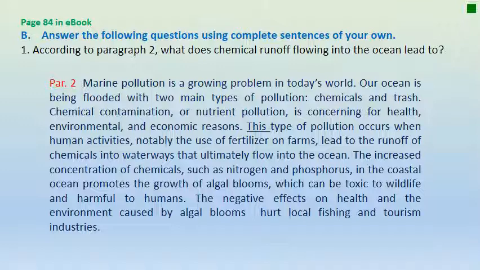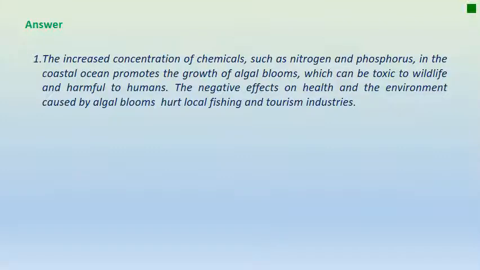Now, the increased concentration of chemicals such as nitrogen and phosphorus in the coastal ocean promotes from here the growth of algal blooms, which can be toxic to wildlife and harmful to humans. Okay, the negative effects on health and the environment caused by algal blooms hurt local fishing and tourism. So those are the effects.